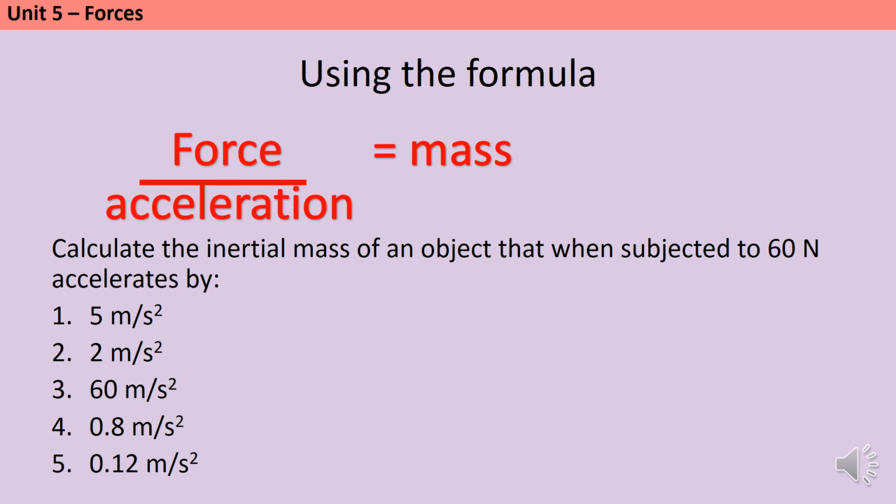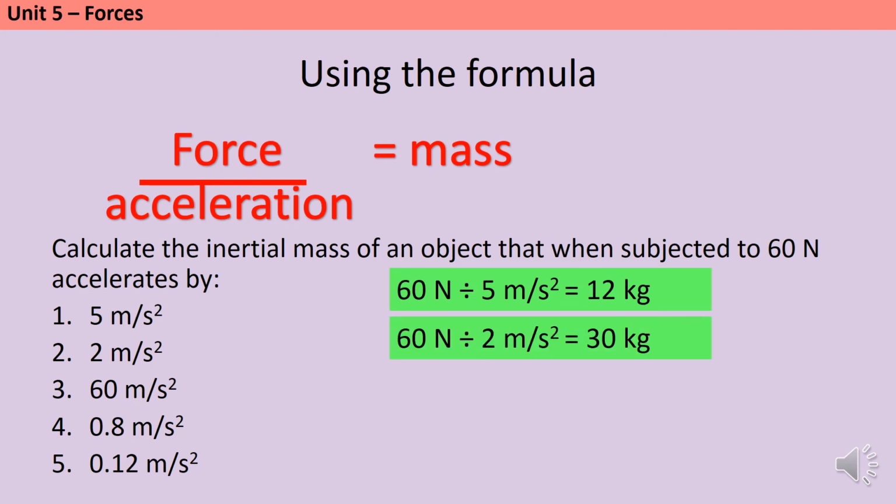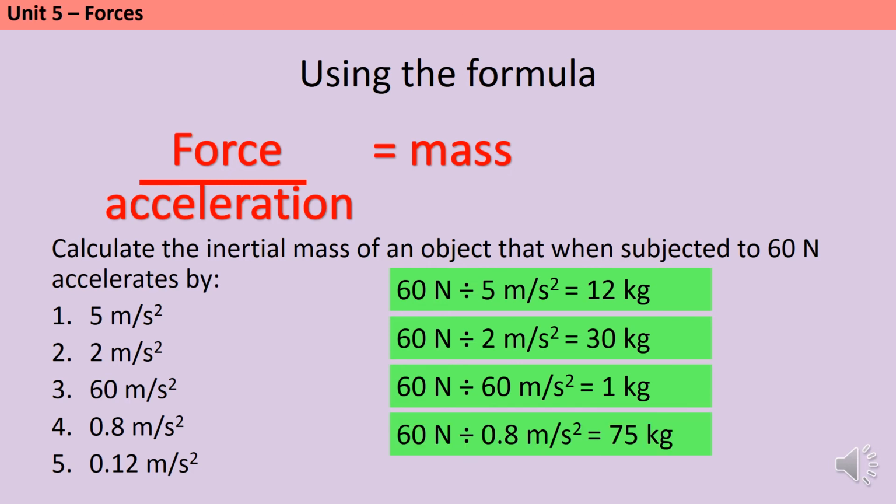An object which responds to a 60 Newton resultant force by accelerating by 5 meters per second squared must have an inertial mass of 60 divided by 5, which is 12 kilograms. If it accelerates by 2 meters per second squared, the inertial mass must be 30 kilograms, and if it accelerates by 60 meters per second squared, it must have an inertial mass of 1 kilogram. If it accelerates by 0.8 meters per second squared, the inertial mass is 75 kilograms, and if it accelerates by 0.12 meters per second squared, the inertial mass is 500 kilograms.